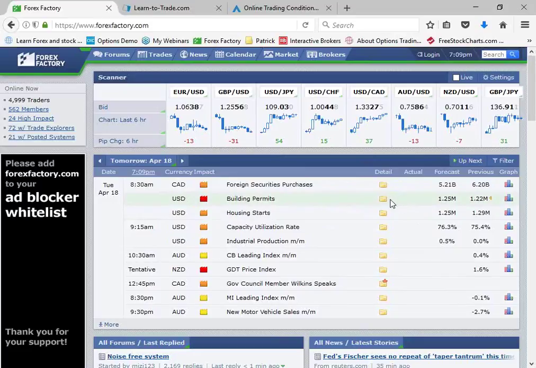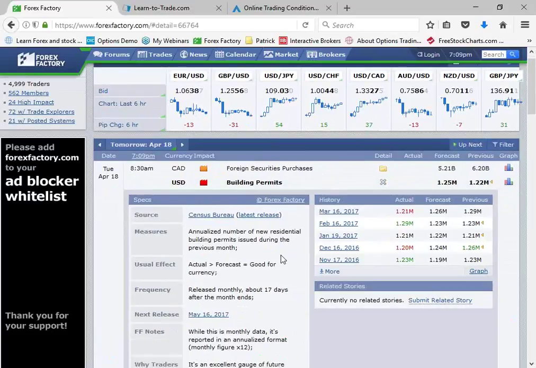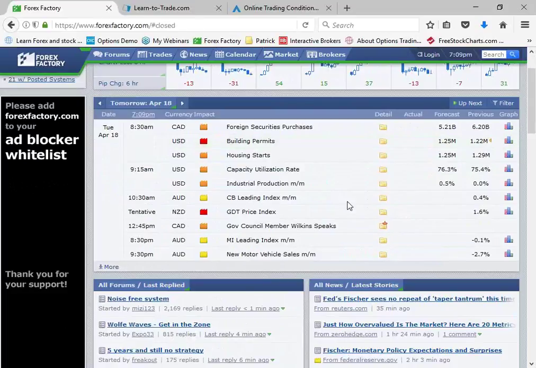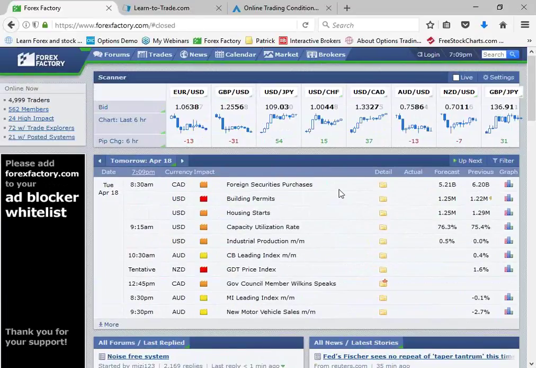Not sure what that means? Just click this little detail button. It tells you where the report comes from, what it measures, and how it impacts the currency. And it also gives you some of the reports, what they looked like the last time they were announced. So this will give you a little bit of insight as to what's happening on the day.